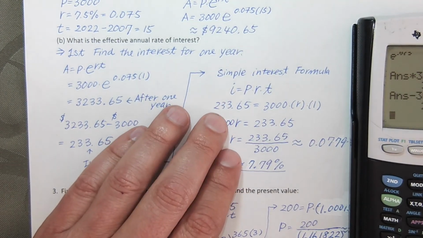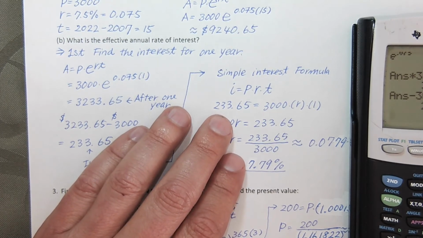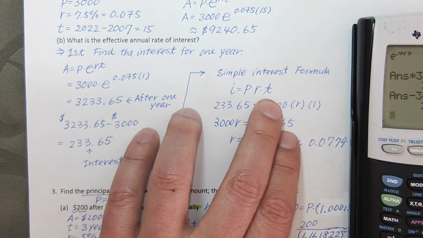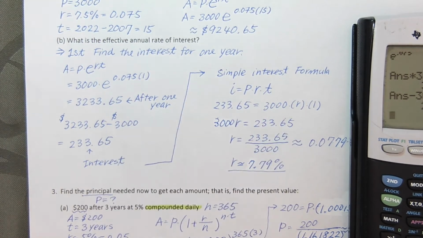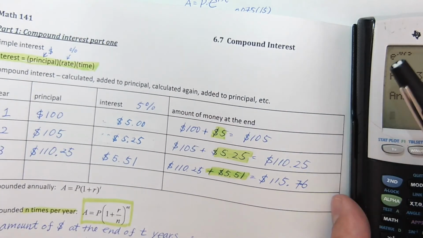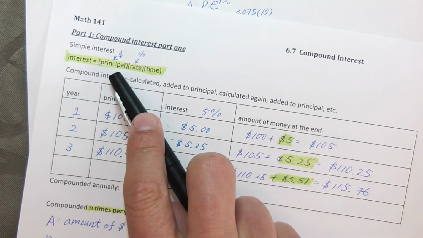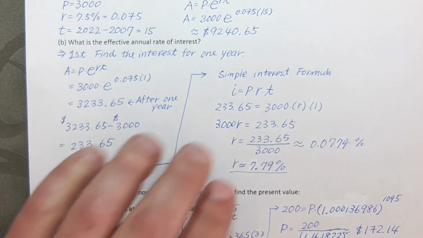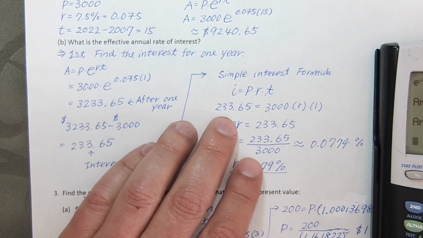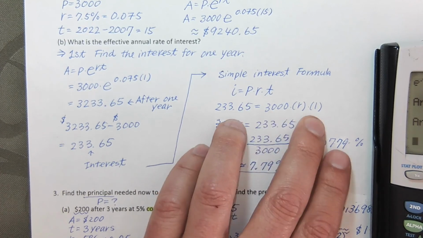So this is the amount of interest earned in 1 year using continuously compounded interest. Now what I'm going to do is say after 1 year, had it been simple interest, here's the interest equals the principal times the rate times the time, which we saw this formula on the first page, right here, interest equals P times R times T. Here we are. And we're going to plug in our interest, our principal, and our time.